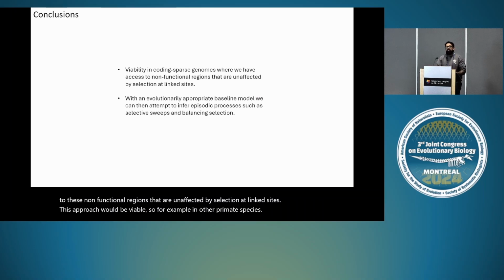And once you have such an evolutionarily appropriate baseline model, and you also factor in mutation and recombination rate heterogeneity, then you're in a position where you can start inferring more episodic processes, such as selective sweeps and balancing selection. And because you've accounted for those constantly occurring processes, you're going to have a lower false positive rate with that sort of inference.